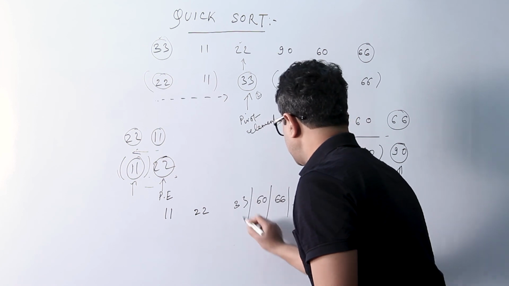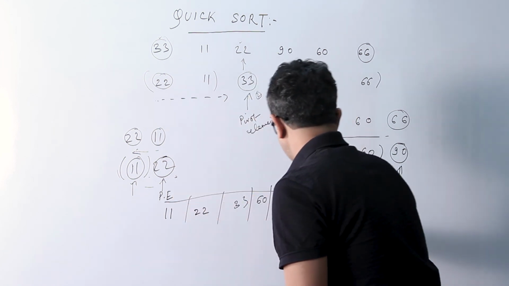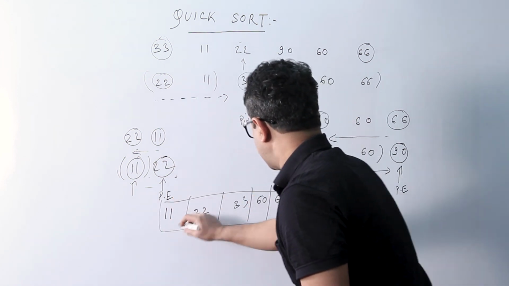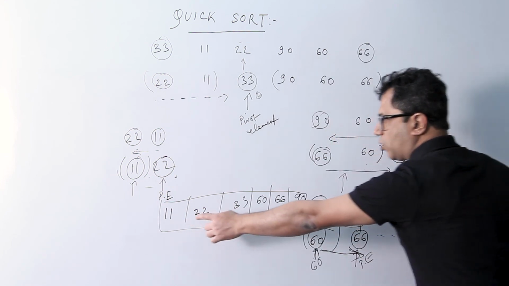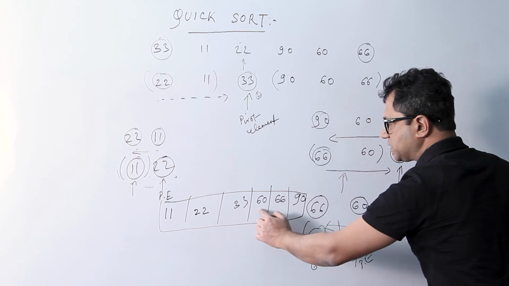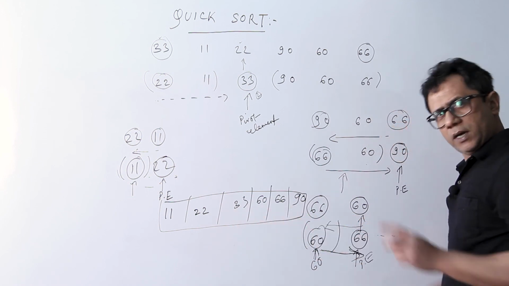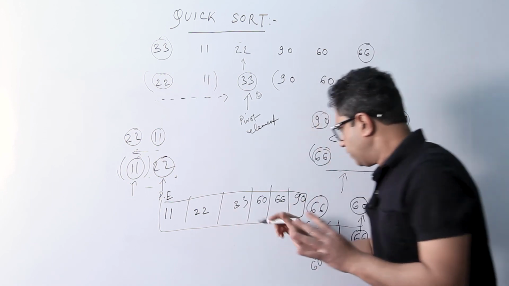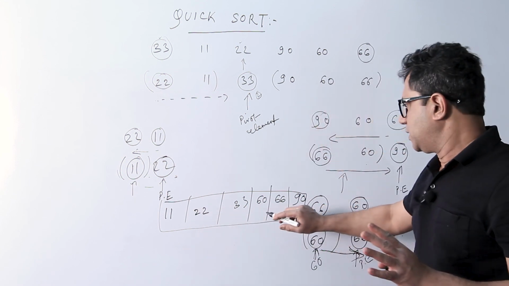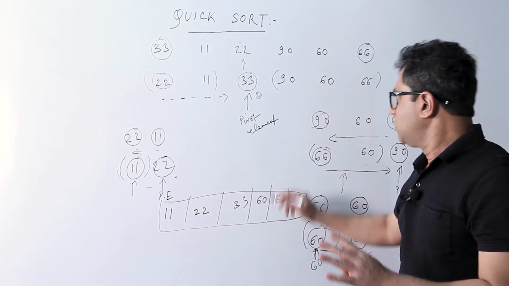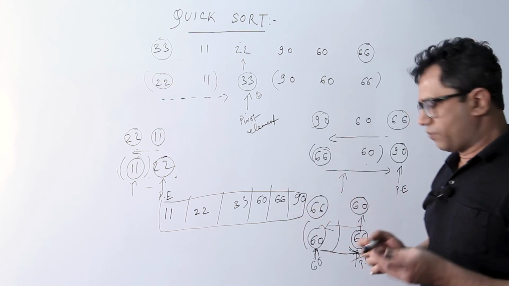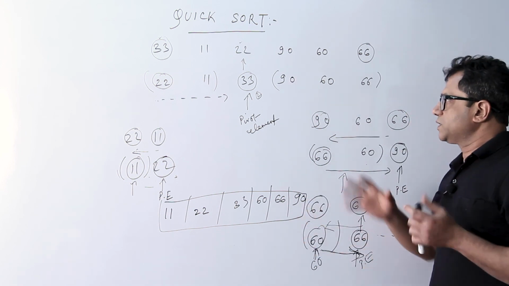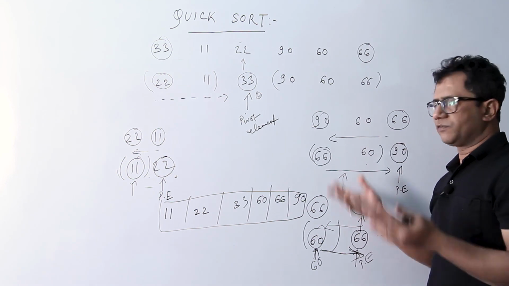So we get the entire list in this manner, and see this list has been properly sorted in ascending order, that is 11, 22, 33, 60, 66, 90. So it is clear, I think, to all of you that it has been sorted perfectly in ascending order following the quicksort algorithm. So this is the approach of the quicksort algorithm as far as this illustrative example is concerned.